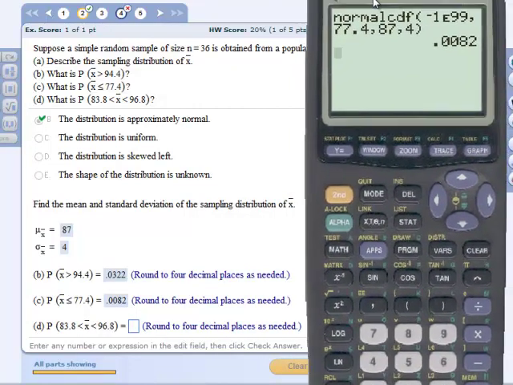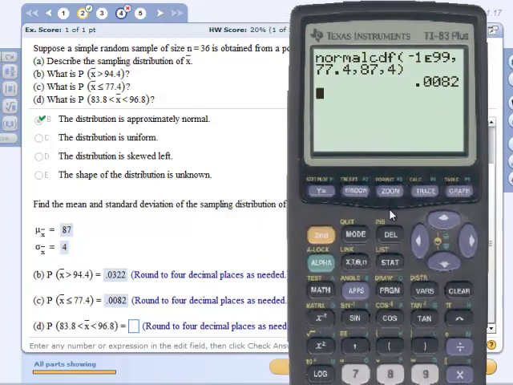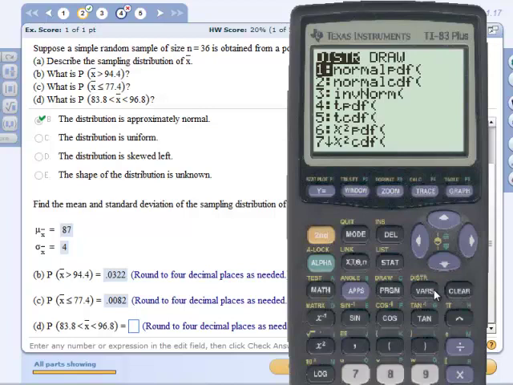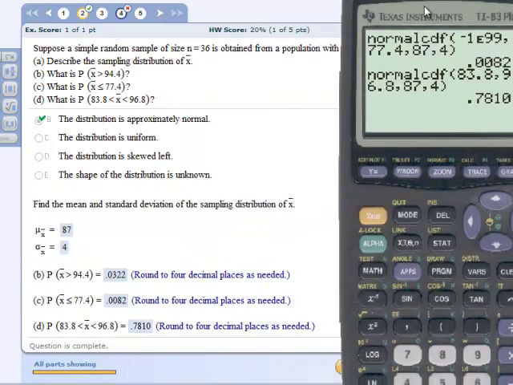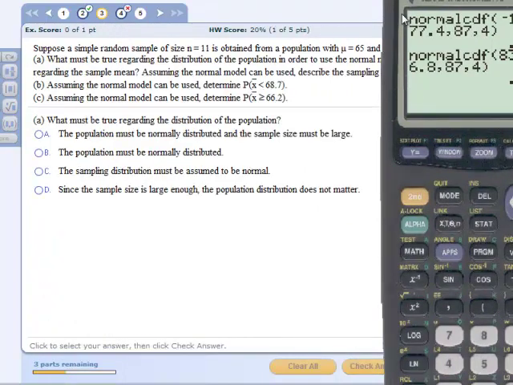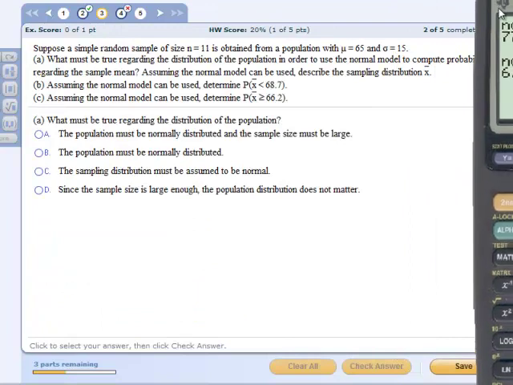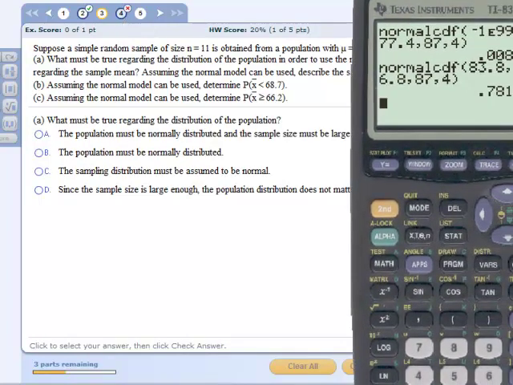Okay, in between 83.8 and 96.8. So we'll do normal CDF. Left bound, 83.8, comma right bound, 96.8. Comma mean, which was 87, comma 4. 0.7810. And there we go. Look at number 3. Number 3 is exactly the same as number 2, so we won't do that one. Number 4.